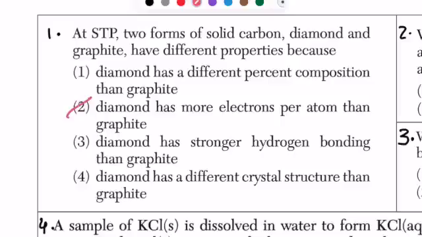Could be true. The question doesn't quite give us enough information. Diamond has a different crystal structure than graphite. So the percent composition is also something that we don't have enough information for in the question because we don't know the formula. And for the hydrogen bonding, we know that it's made of carbon. We don't know if there are any hydrogens, right? So we don't know if there is any hydrogen bonding. So that is also something that we don't have information for. So the only option here is number 4.